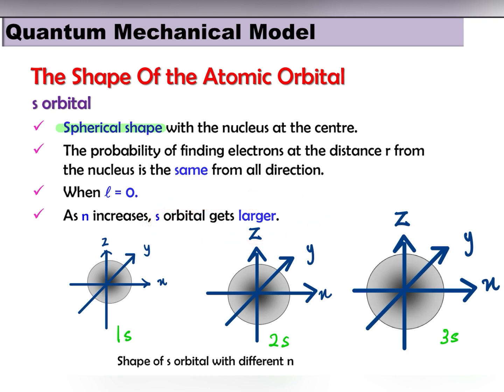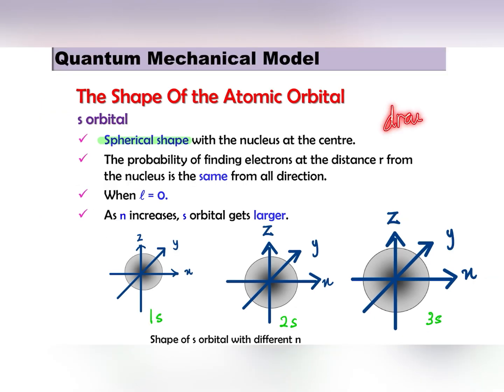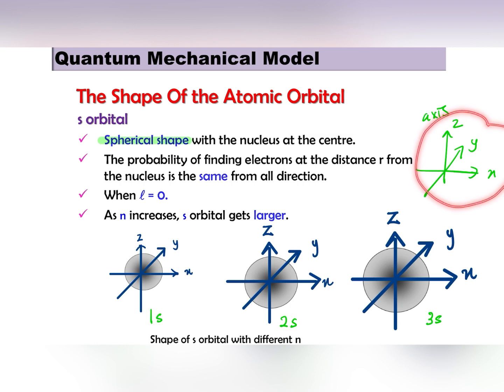Okay, and when you are asked to draw orbital, any orbital, mesti tulis axis. You must write the axis X, Y, and Z. Okay, susunan dia tak kisahlah mana-mana X, Z, Y ke, either way, asalkan you have all these 3 axes. Okay, because you are representing the atomic orbital in 3 dimension.